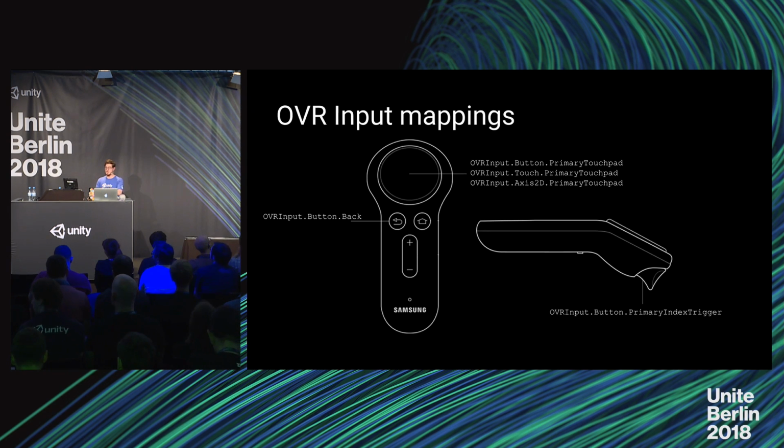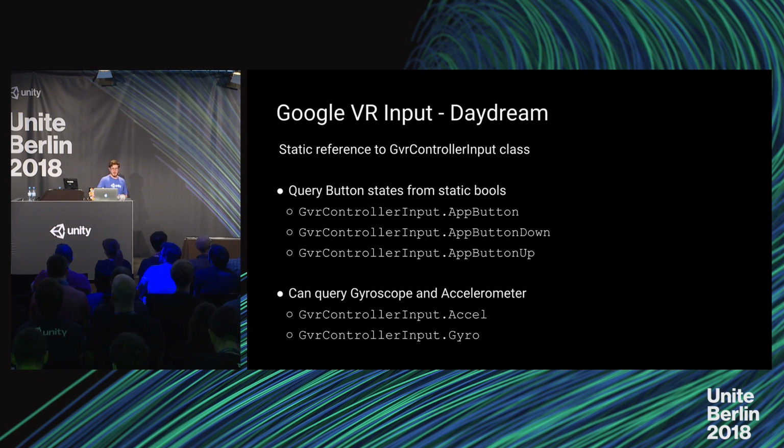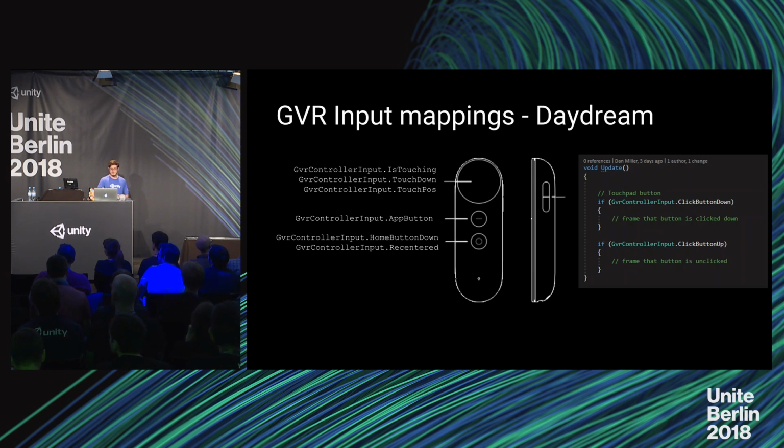There's both a touch and a press on these touchpads, so keep that in mind, and then an axis 2D at the actual position that you're touching. And then for the swipes, we just have those as buttons. Similar on the Google VR input, where you query things at a static reference there. You can get app buttons, and you can also get access to the gyroscope and the accelerometer of the actual controller. And you can see here, similarly, we have these mappings for the touchpad, the app button, and something like that.